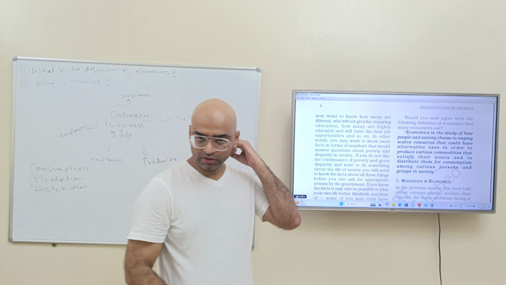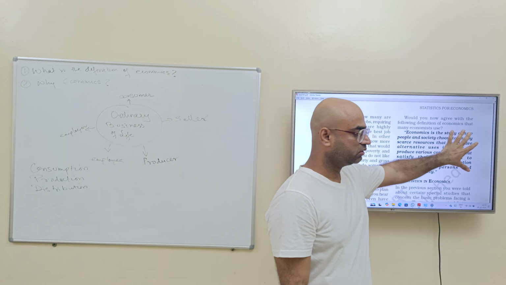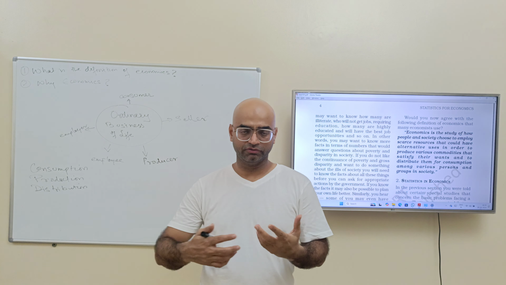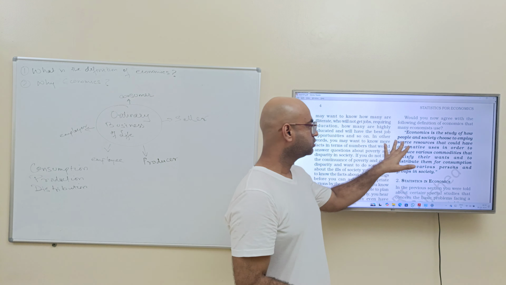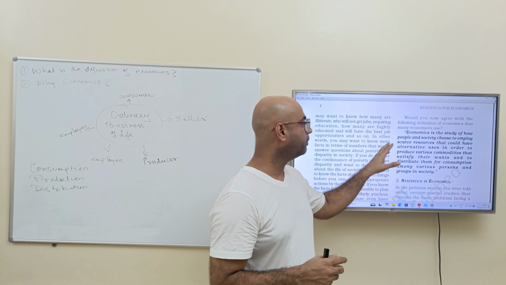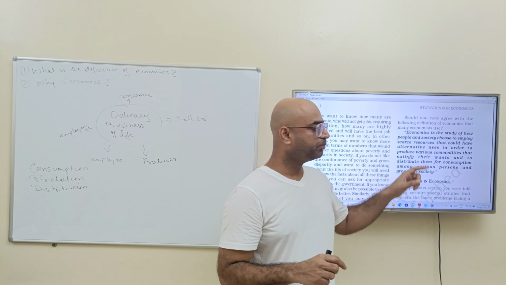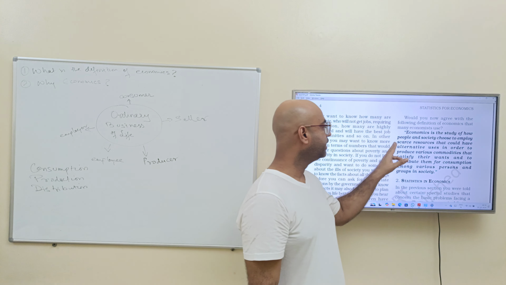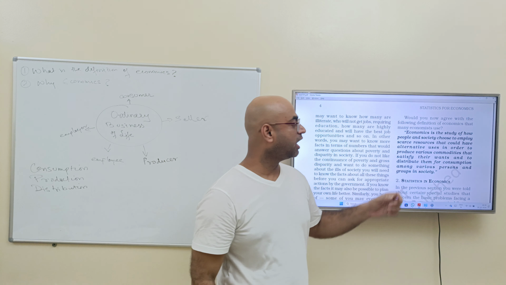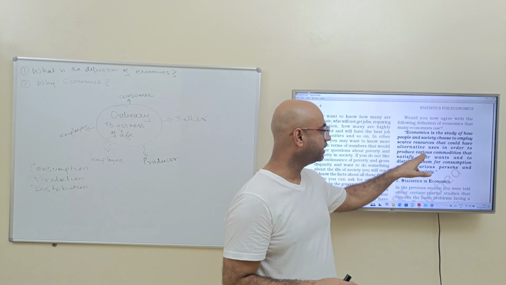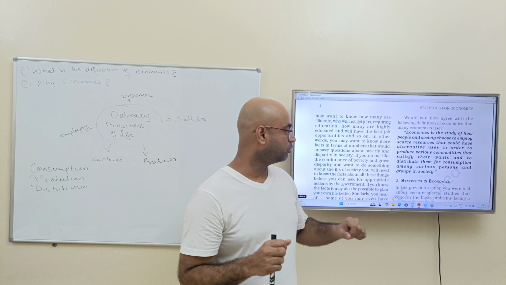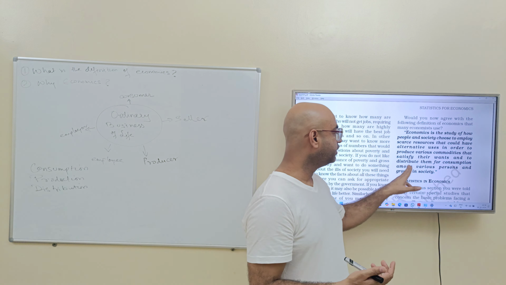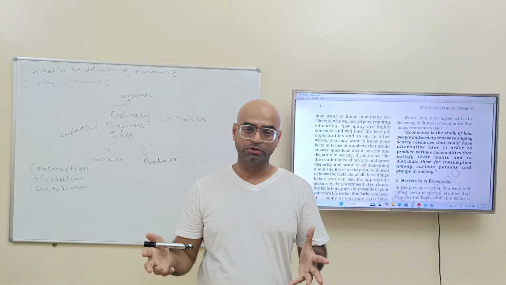So now we will try to understand the definition of economics again. Economics is a study of how people and society, from where we started, we are ending there itself. Economics is a study of how people and society choose to employ scarce resources, which are limited resources that could have an alternative use, in order to produce various commodities. Those commodities are used to satisfy wants and to distribute them for consumption among various persons and society.